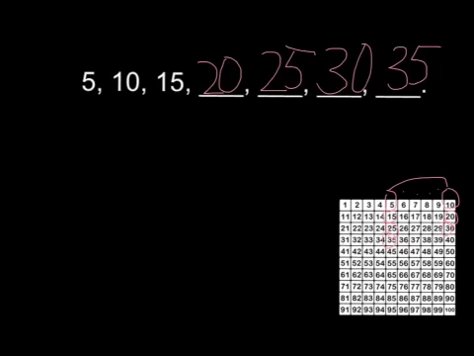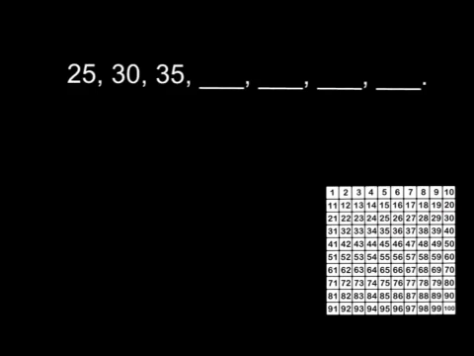Is it going forwards or backwards? That's where I need to look. Are the numbers getting bigger as I go along? Yes, they are. So it's skip counting in fives forwards. The next one. So we know what we need to do here. Let's go to the number board to figure out the rule for this one.